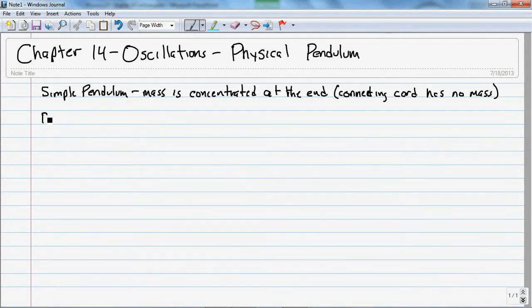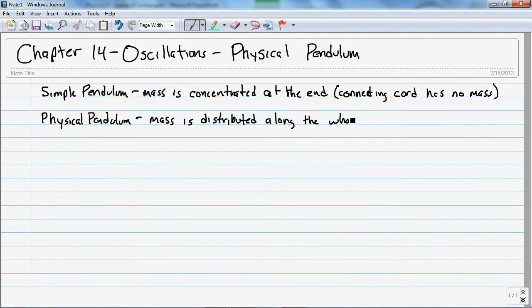With the physical pendulum, it's different because the mass is distributed along the whole pendulum. So let's take a look at a physical pendulum.